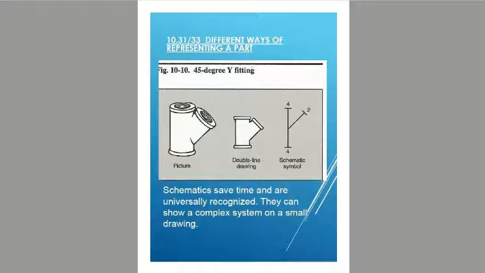10.31 to 10.33, understanding symbols. So different ways of representing a part. Figure 10-10 shows a 45-degree Y fitting, but represented 3 different ways. We have a pictorial picture of it on the left, we have a double line drawing in the middle, and we have a schematic symbol on the right. So schematics save time and are universally recognized. They can show a complex system on a small drawing.